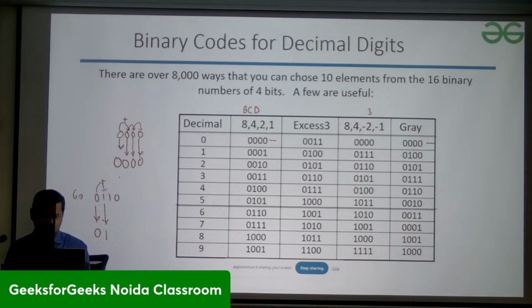Add with the next one. 1 1 is going to be 1 0. So the sum value is 0, that is going to be placed over here. And then 1 0 is going to be 1, so that is going to be placed over here.